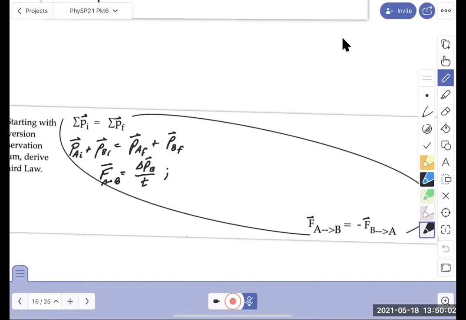And by the same token, the force of B on A, if force B acts on body A, it will change A's momentum through time. Okay, that's just Newton's second law. Well, now what's my next move? What do you think? Next move here.